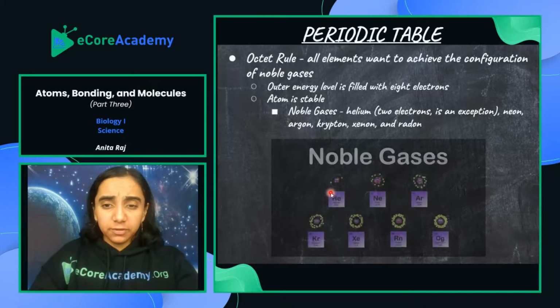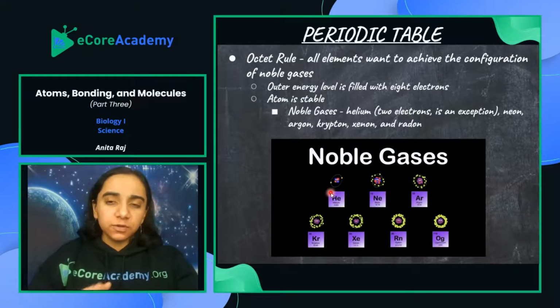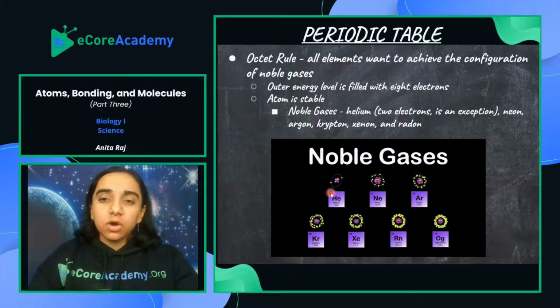Now let's talk briefly about the periodic table. So here's one of the trends almost that I wanted to talk about, the octet rule. So all elements on the periodic table want to achieve the configuration of noble gases.